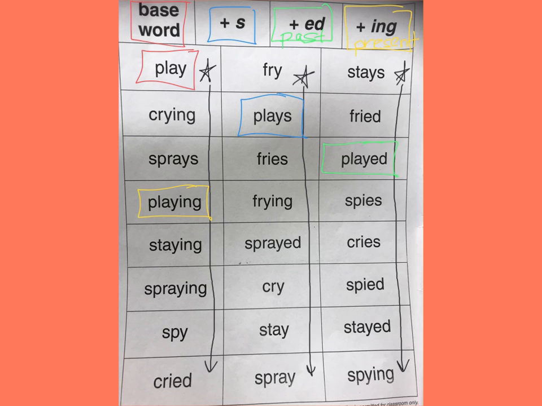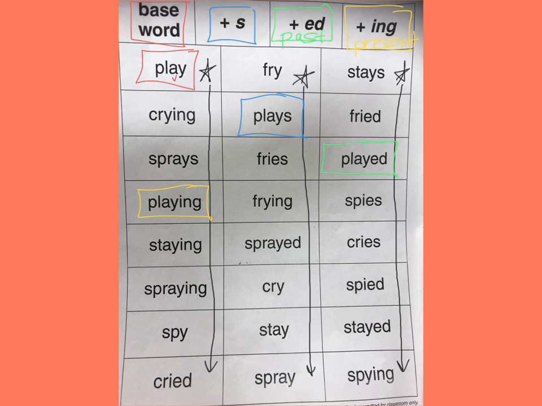There are words where you have to drop the Y and add IES. So I'm going to give you a little hint as to when to drop the Y and add IES and when not to drop the Y and add IES. So because play has a vowel before the Y, you're going to keep the Y. If the base word has a vowel before the Y, you're going to keep the Y when you add the S, ED, or ING.